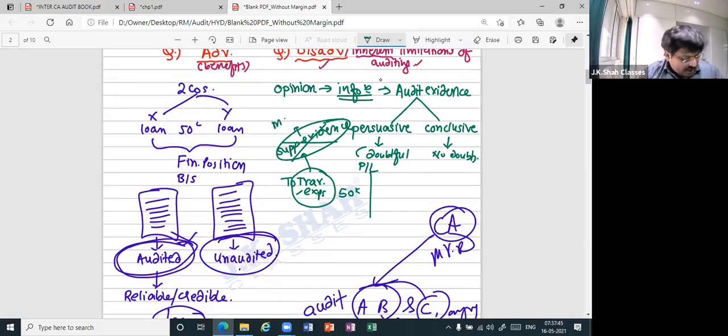So I asked the management to give me an explanation: tell me what is this traveling expense 50,000? Where have you incurred it? Batao, where have you incurred this 50,000 rupees? So management told, we have incurred on traveling. I told, I know, I want proof. I don't have evidence. So management is giving explanation.